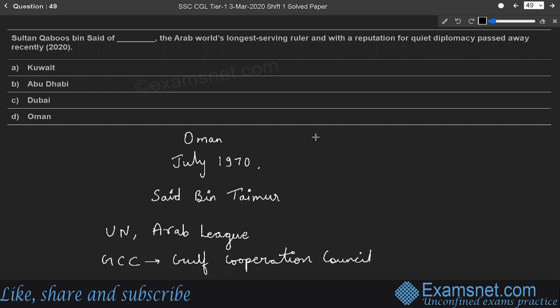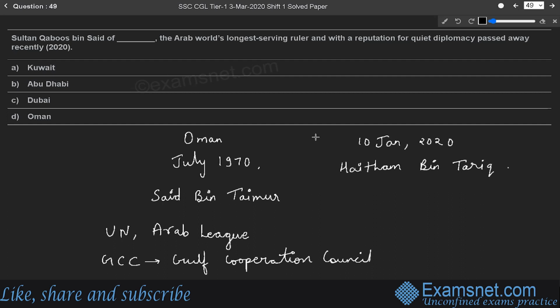He passed away recently in the year 2020 on 10th of January. And after he passed away, his cousin Haytham bin Tariq succeeded him. He is the longest serving ruler of the Arab world. So for this question, the correct answer is Oman.